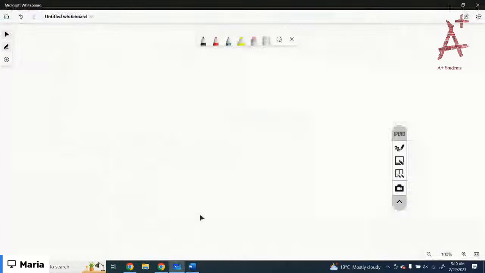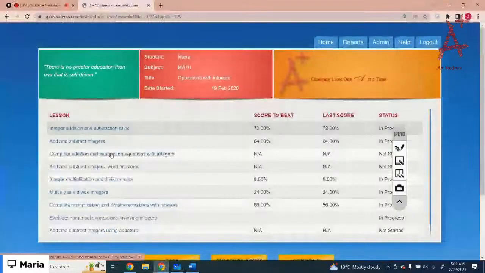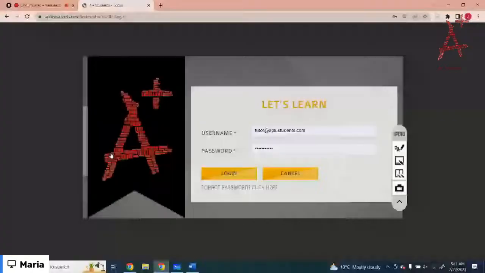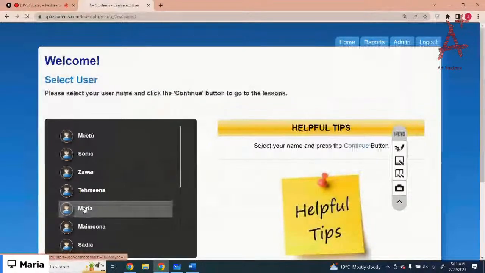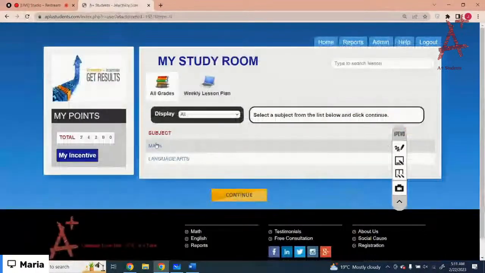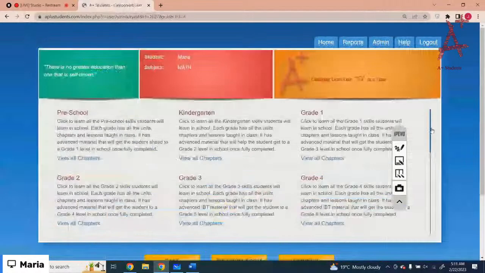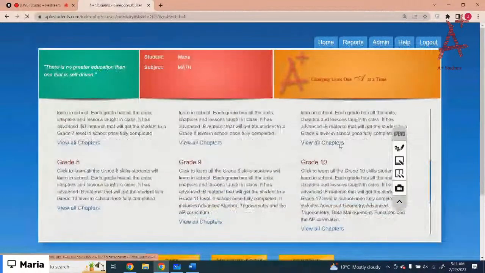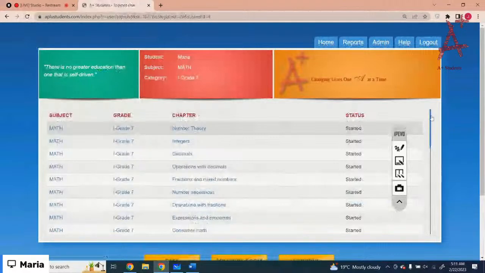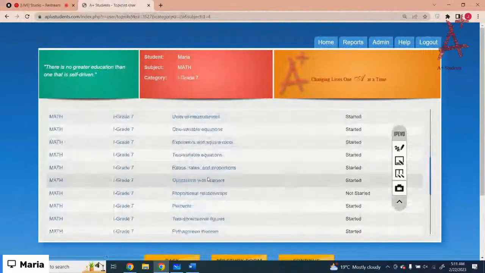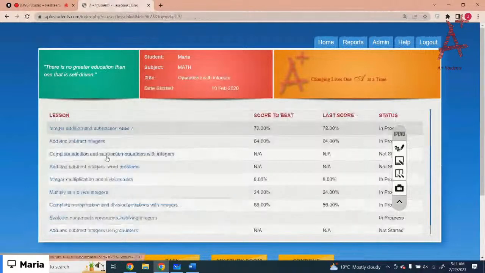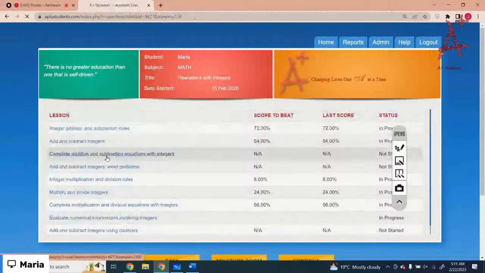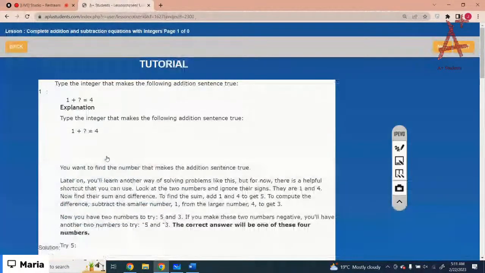Start with the first lesson. Complete addition and subtraction equations with integers. Okay, let me go to grade 7 maths. The chapter we are working on is operations with integers, and the lesson is complete addition and subtraction equations with integers. Okay, let's just start with the first example.